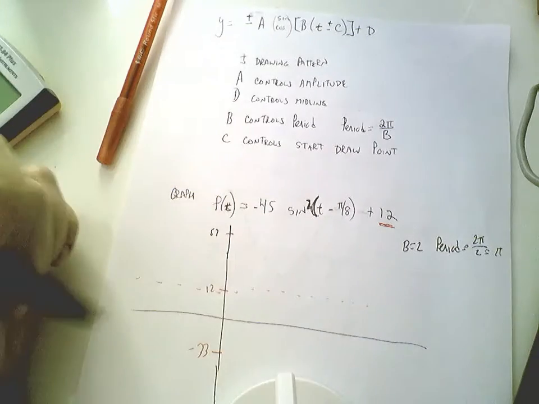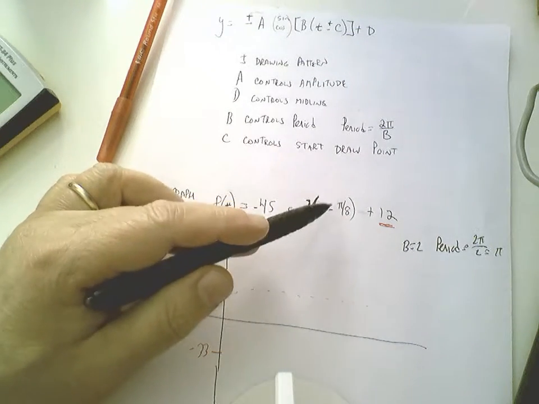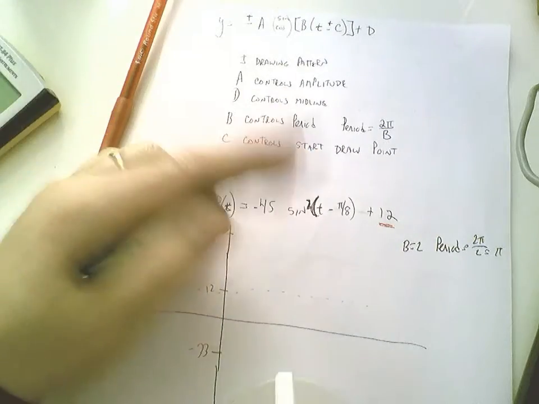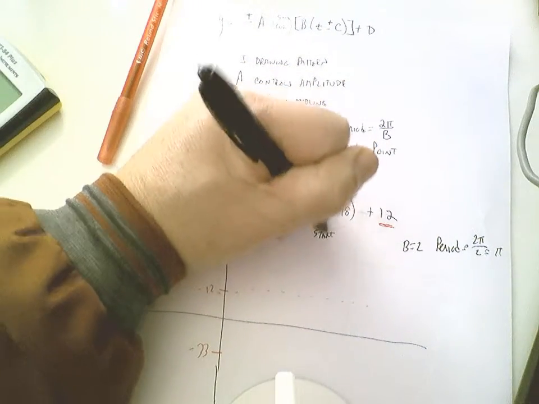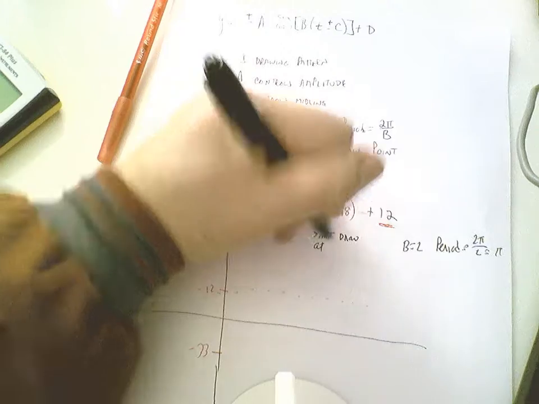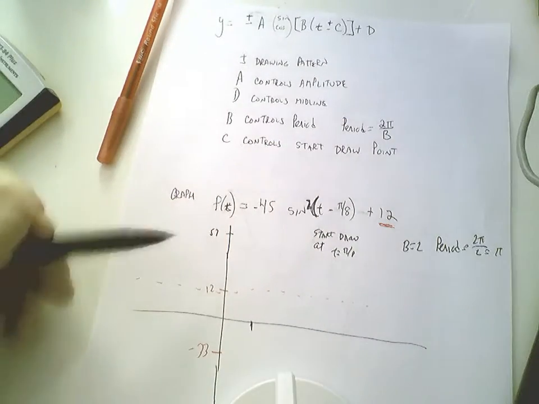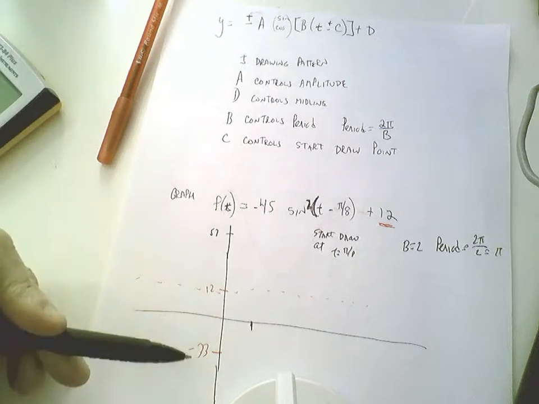Minus pi over 8. What's that telling me? Shift your start draw point to the right. I'm going to start drawing at t equals pi over 8. Put a tick mark. By the way, you should notice my y-axis is already good.